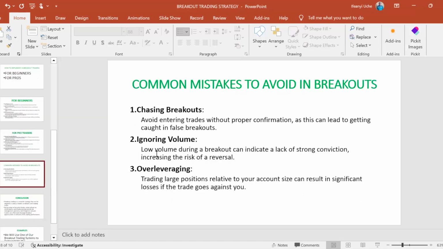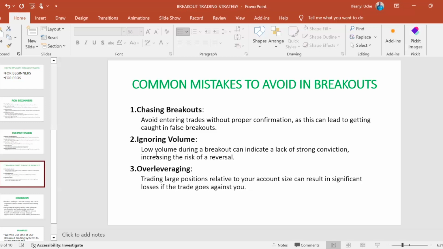Okay, now let's look at common mistakes to avoid in breakout trading. Now, one of the major mistakes is chasing breakouts. So you want to avoid chasing breakouts. How does a trader chase breakouts? Once the market is quiet, and once it breaks past that level, you hop into the market without even bothering about confirmation. That could be too aggressive.